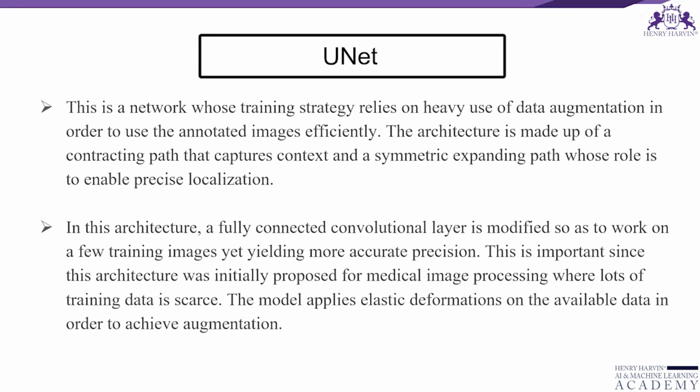Right. So UNet is a network whose training strategy relies on heavy use of data augmentation in order to use the annotated images efficiently. The architecture is made up of a path that captures context and a symmetric expanding path, which is to enable precise localization. In this architecture, a fully connected convolution layer is modified to work on a few training images, yet yielding more accurate precision. This is very important because the architecture was initially proposed for medical image processing, where training data is scarce. So this applies elastic transformation in order to achieve augmentation.